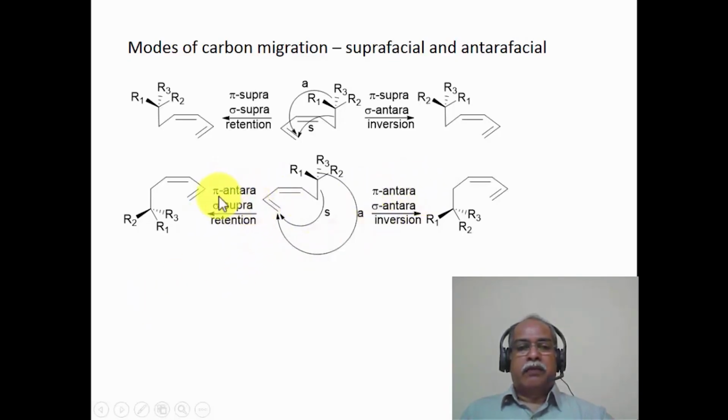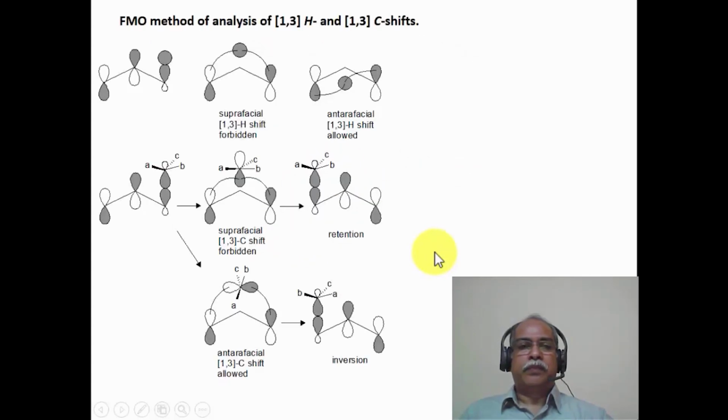On the other hand, you can also have antarafacial migration with respect to the pi system, but a suprafacial migration with respect to the sigma. In other words, this bond is broken and it comes and attaches itself in this manner. You can also, in principle, have an antarafacial migration, but in practice, such migrations are sterically very cumbersome, so they do not take place in this manner at all.